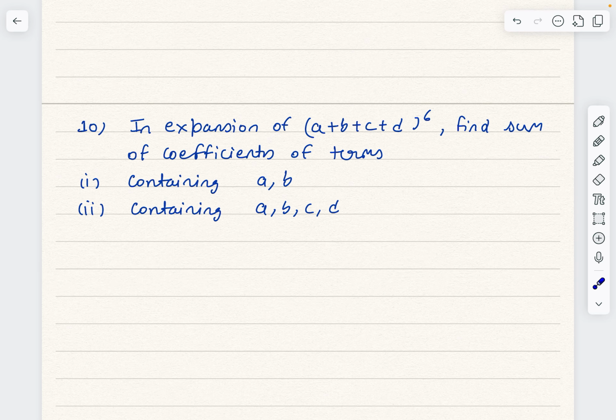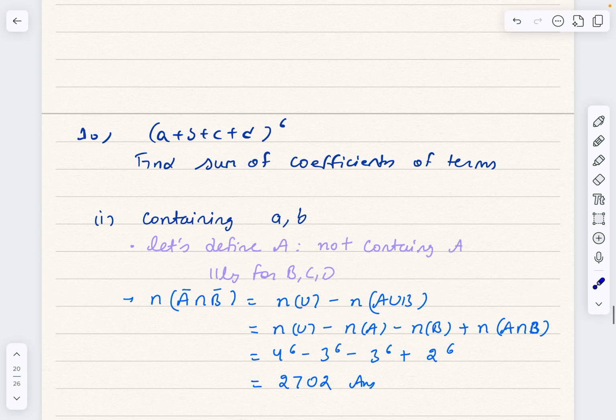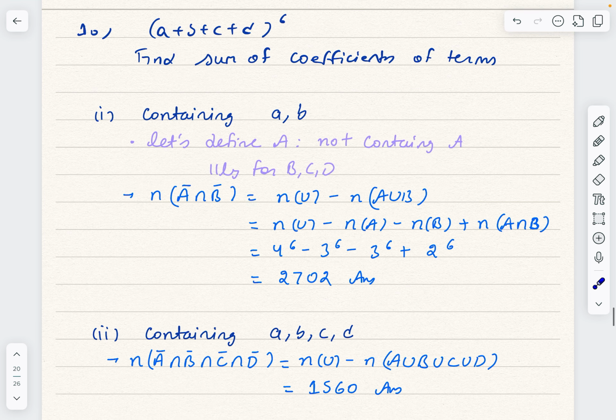In the expansion of (a plus b plus c plus d) whole raised to power 6, find the sum of coefficients of terms containing a, b, like those terms which contain both a and b, and second, containing a, b, c, d, those terms which have all of a, b, c, d. We have discussed a similar kind of problem, but this is one step higher. Now, you can give it a try, guys. Let us start the discussion. So the first answer is 2702 and the second is 1560.